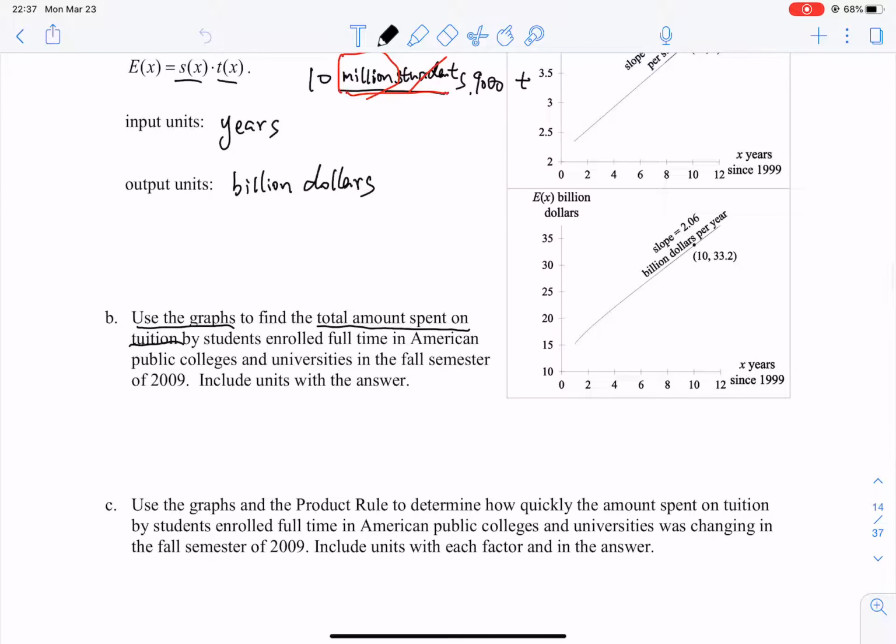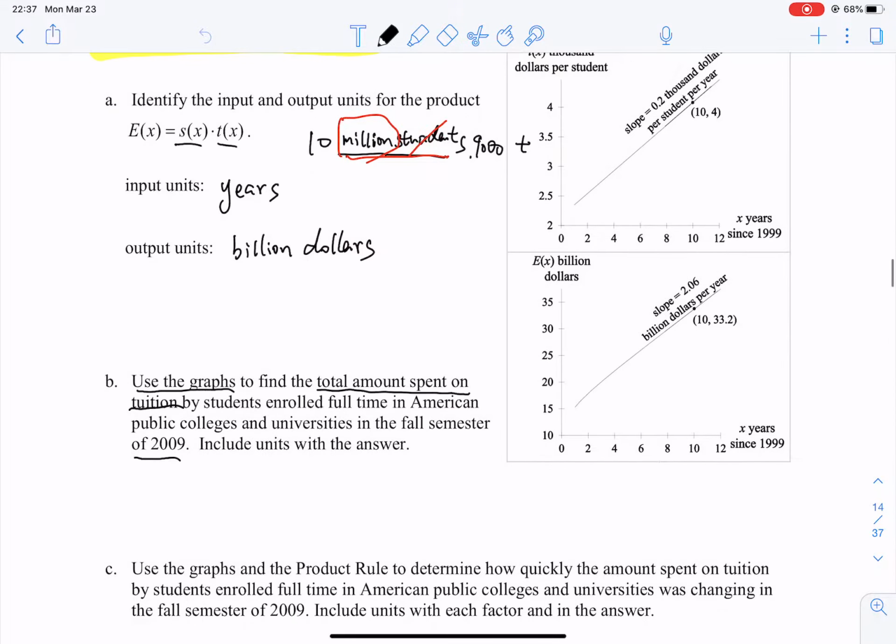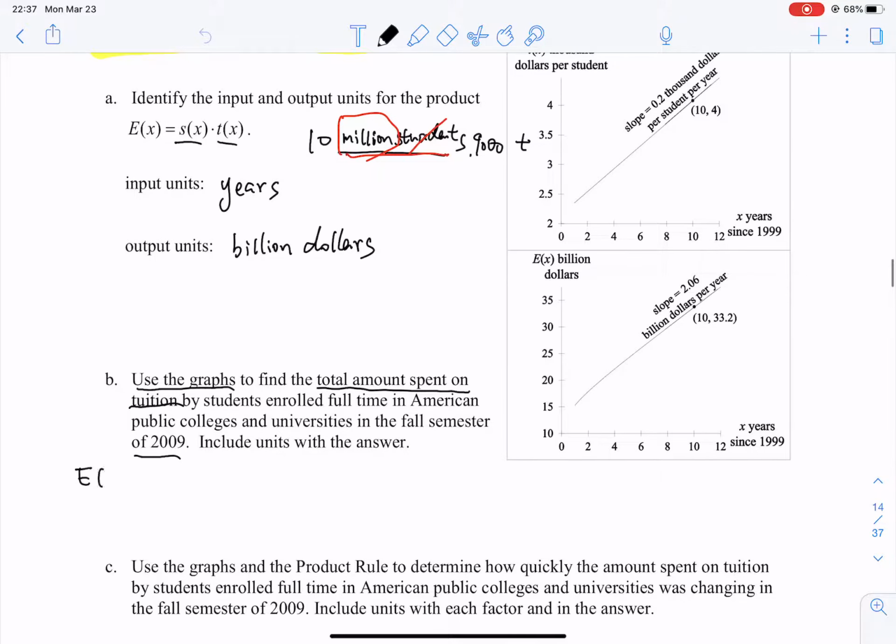And what is the input variable? The keyword is right here, in the fall semester of 2009. Go back to our x, it's x years after the fall semester 1999. So we know 2009 just means 10 years after 1999. So the input variable is just 10 instead of 2009. So what is the value of e of 10? e of 10 is equal to s of 10 multiplied by t of 10, because both of them share the same input variable, 10.